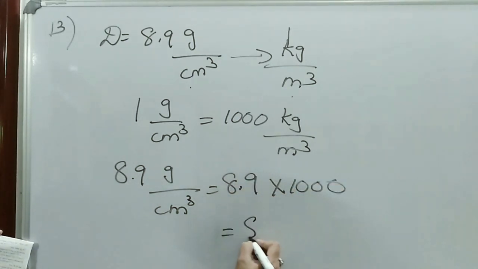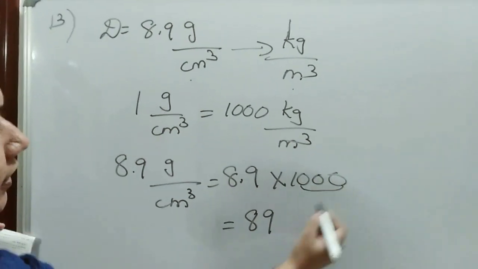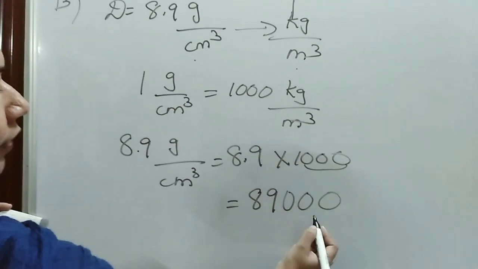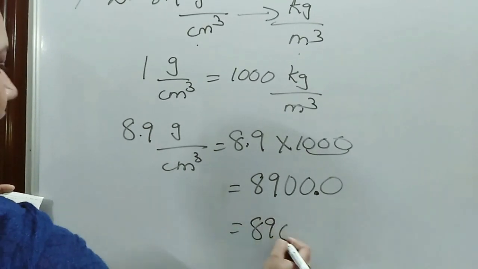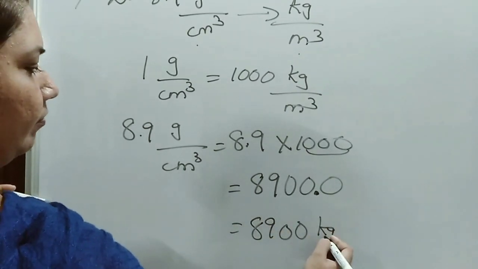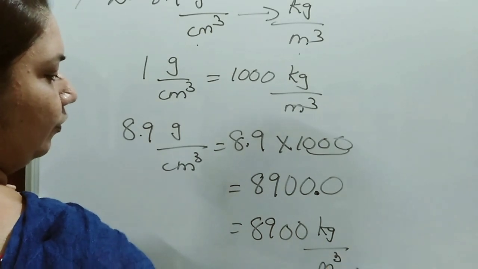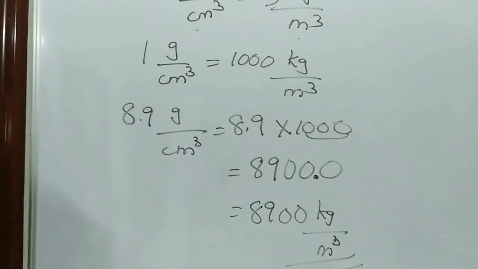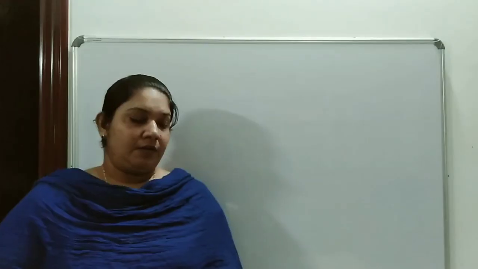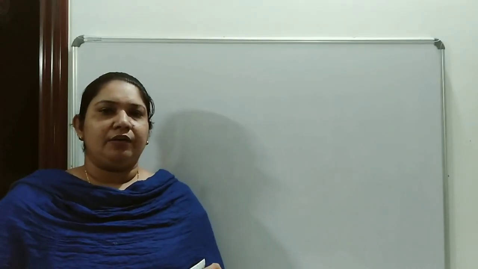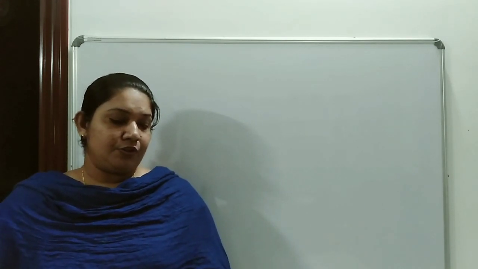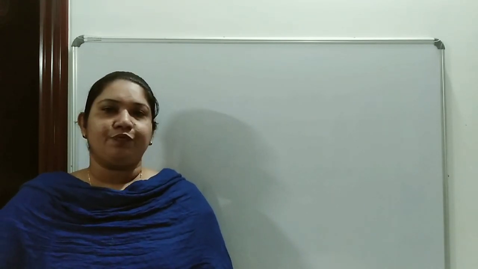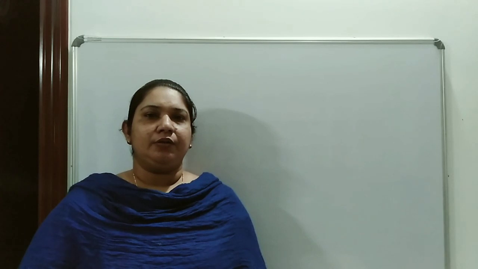So neglecting the decimal, 89, then these 3 zeros. Now we have to place a decimal. So you get 8,900 kilogram per meter cube. So up to question number 13, we are doing the problems related to density, mass by volume. Now from question number 14 onwards, the next 5 problems are related to speed.